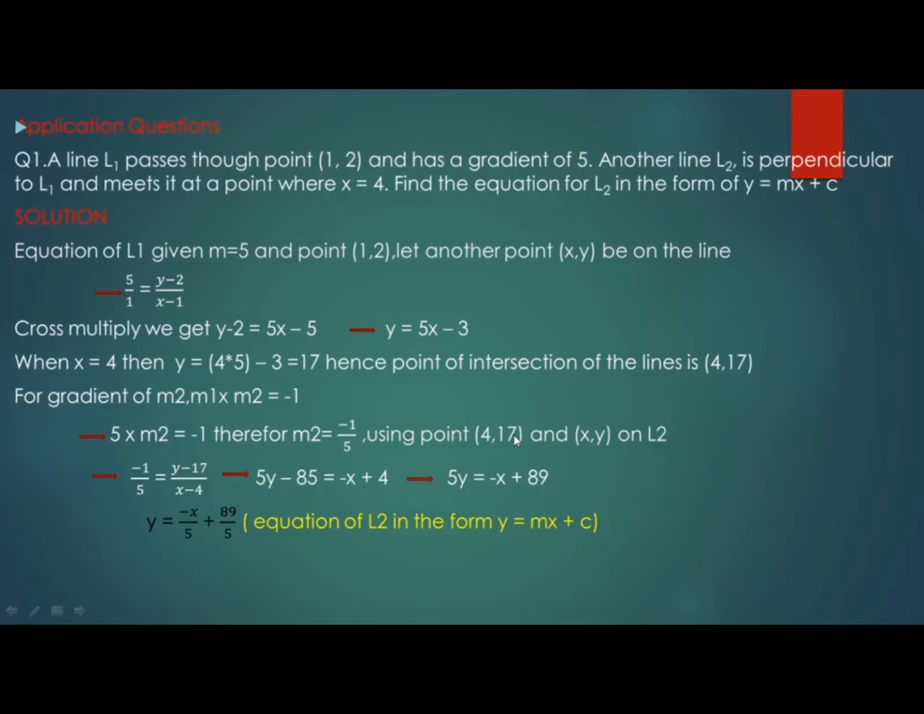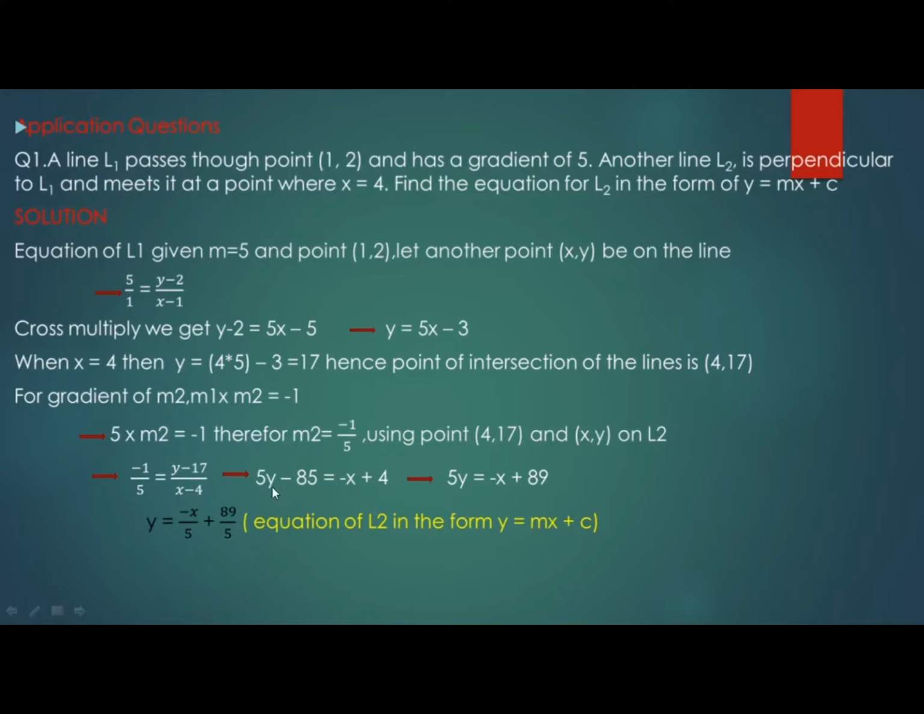So y minus 17 all over x minus 4 will give you the gradient that we have found for that perpendicular line, which is -1 over 5. So -1 over 5 equals y minus 17 all over x minus 4. You cross multiply, you start with y so that you have it on your left hand side. So 5 into y minus 17 equals -1 into x minus 4.